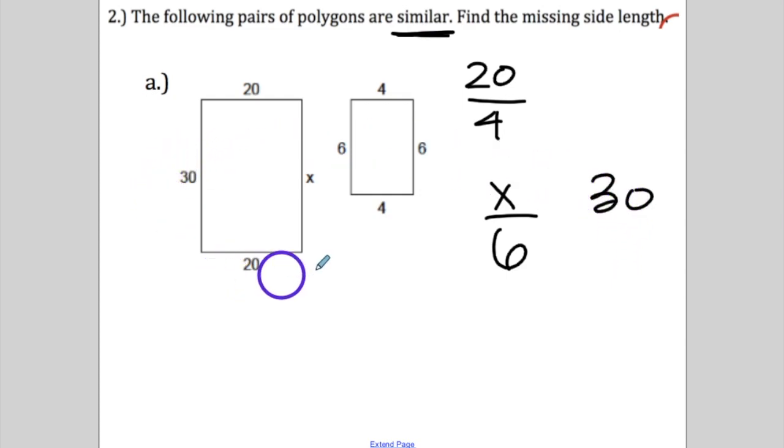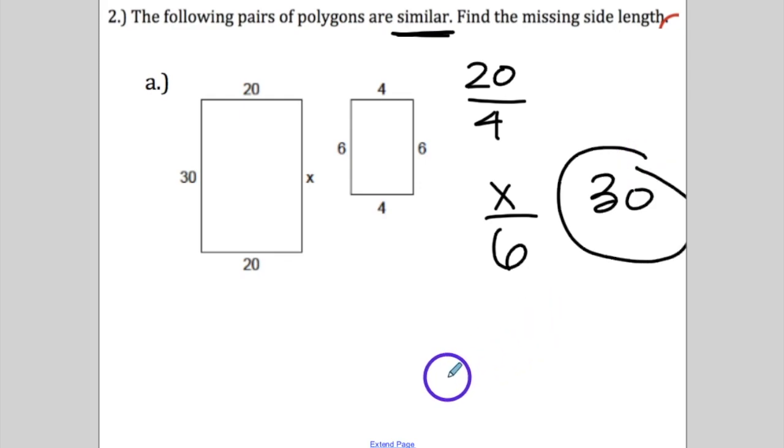And also, they gave us a lot of information on this shape. They did tell us that this side over here was 30, and both of these sides were 6. And so that was kind of a catch-all there, that that side also must have been 30 as well. So the final answer here for number 2 is that the value of X is 30.